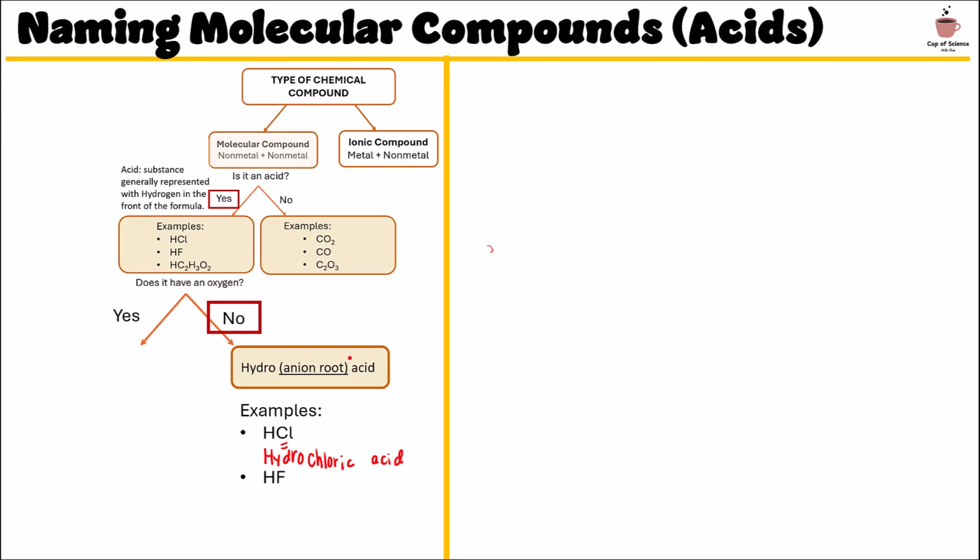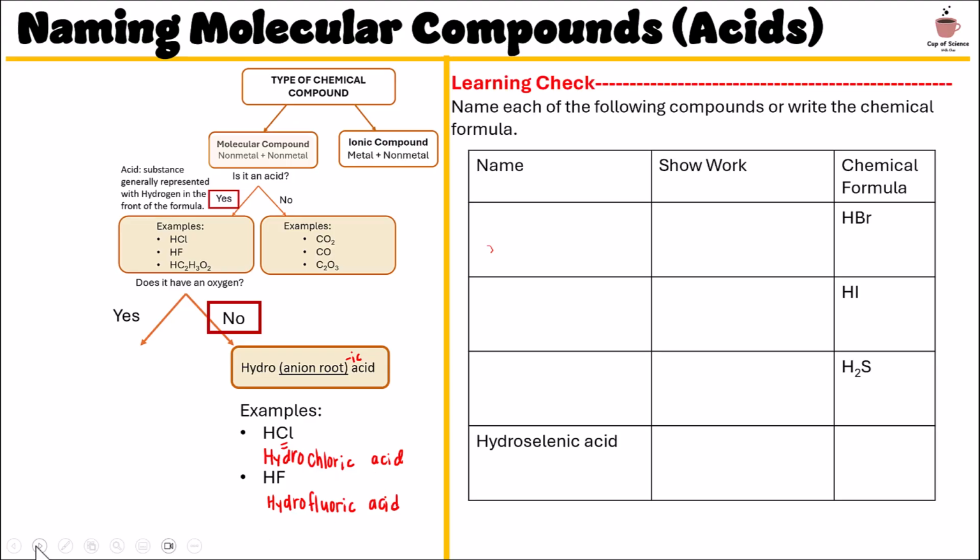Let me add one more component here. This should be acid. So hydrochloric acid. This one would be hydrofluoric acid. Let's do a learning check for more examples here.